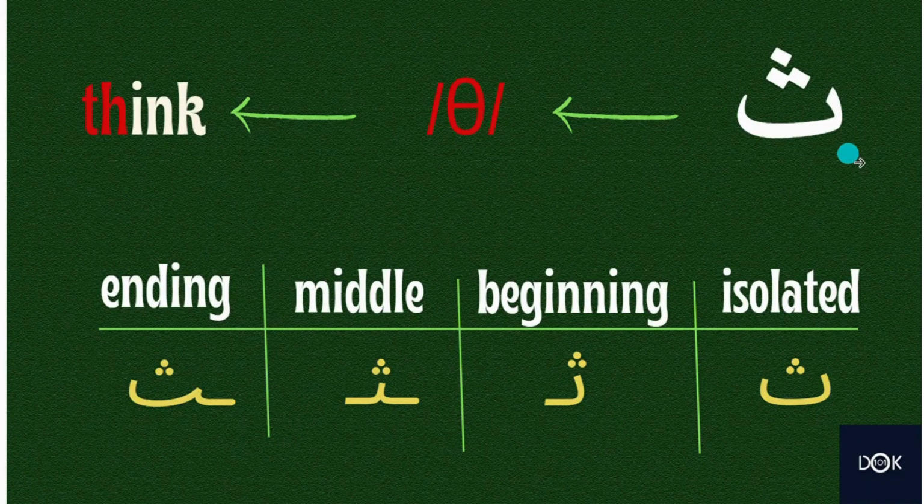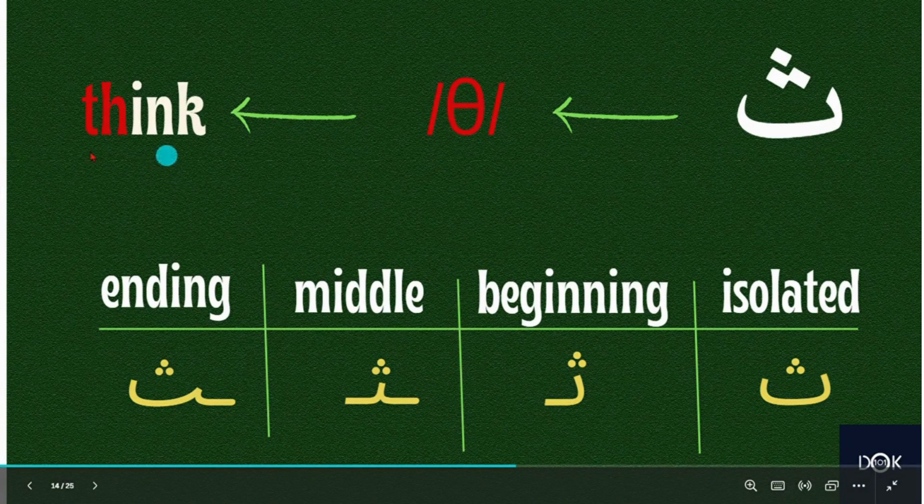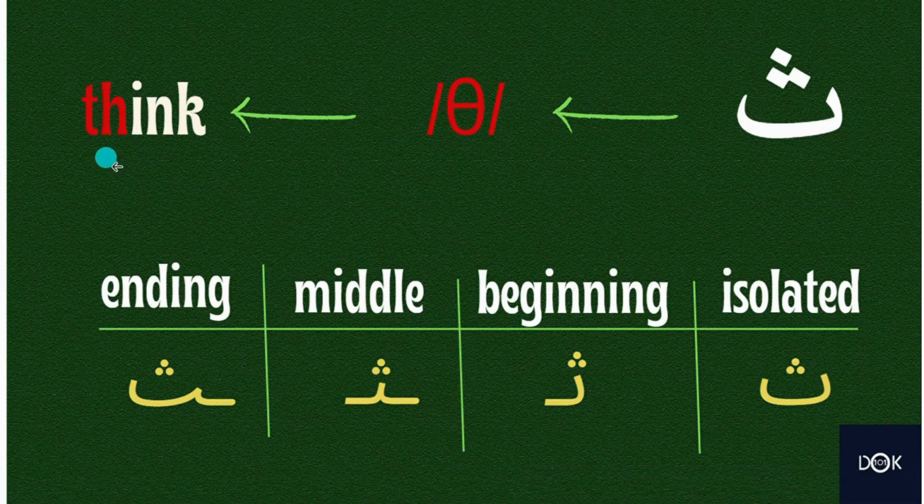The next letter is the letter tha. Now we have to be careful with this letter because we don't have any hissing sound in this letter. So make sure you don't make a hissing sound while reading the letter tha. Now the sound of letter tha resembles the sound of the letters th in the word think.